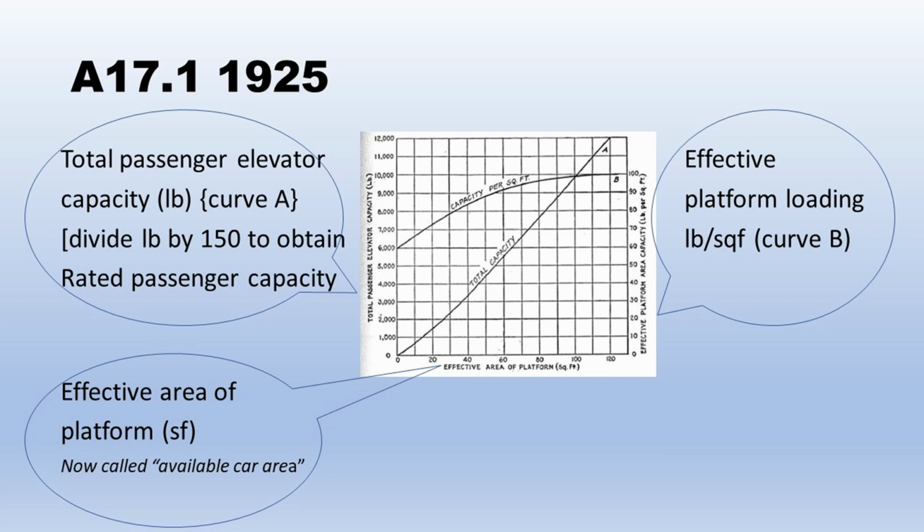This slide shows more detail. The x-axis is the effective area of the platform in square feet, now called available car area. Curve A and the left-hand y-axis gives the carrying capacity in pounds. Dividing this by 150 gives the number of passengers carried. This could be marked on the y-axis. Curve B and the right-hand y-axis give the car loading in pounds per square foot. It runs from 60 pounds per square foot for small cars to 100 pounds per square foot for larger cars, seen here by the A17.1 graph.